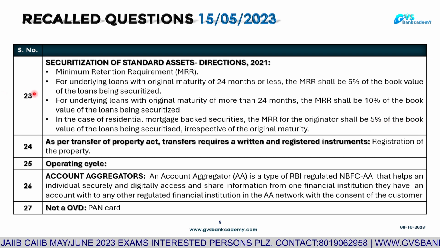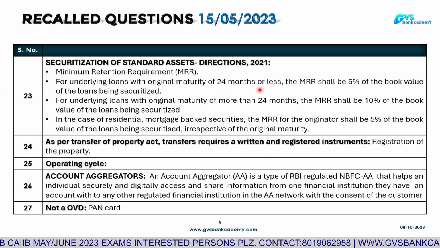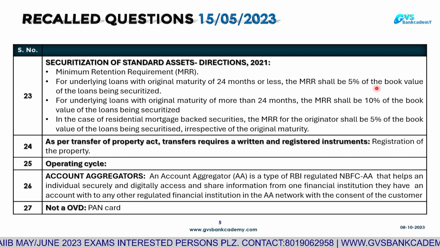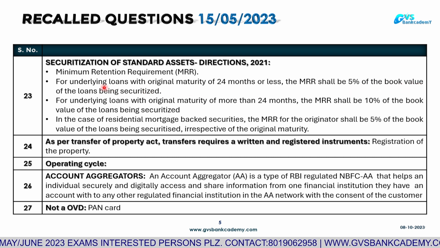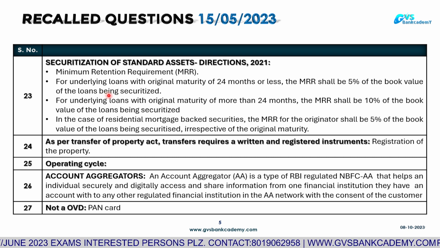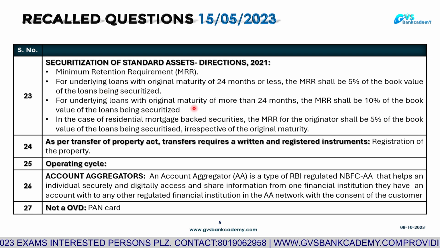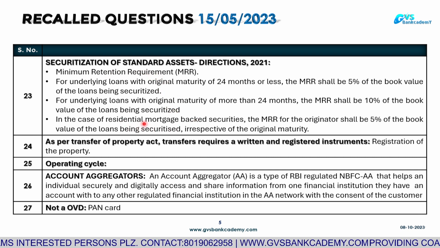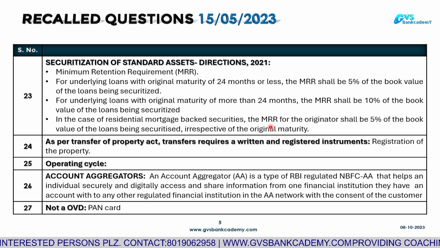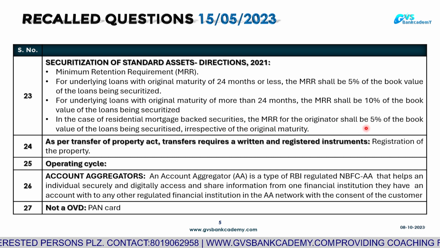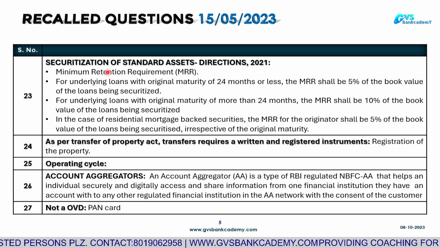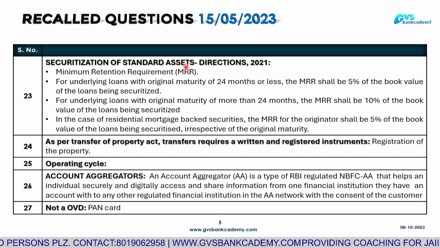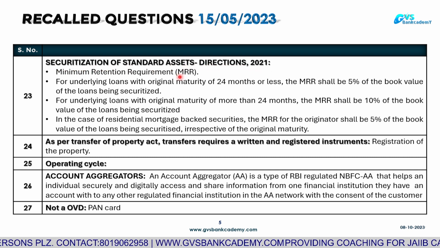Three conditions are there. Where loans are less than 24 months, they have to retain 5% of the book value before securitization. Where more than 24 months, they have to retain 10% of the book value of the asset as minimum retention. Where the asset is a mortgage-backed security, irrespective of maturity, they have to retain 5%. This is about securitization of standard assets, Direction 20.